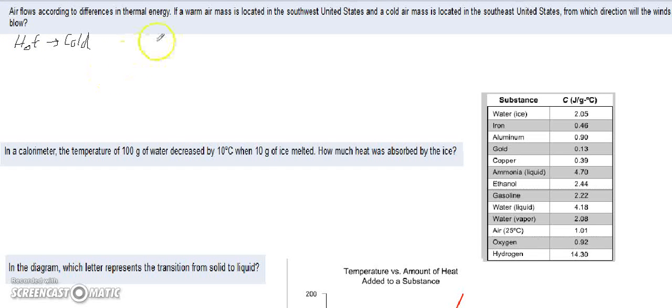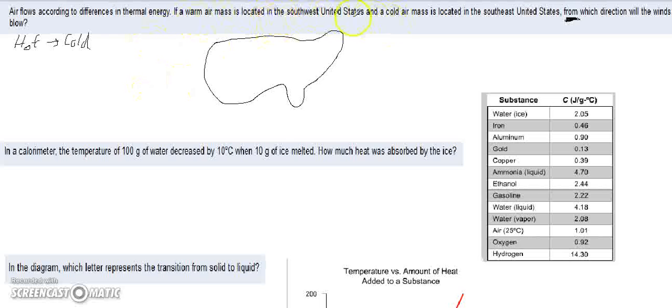So we're given: if a warm air mass is located in the southwest US and a cold air mass is in the southeast, this is important to remember, from which direction will the winds blow? And so let's draw the United States here again. Let's see, here's the Gulf of Mexico and Florida. There's Maine, and then, okay, there's the United States.